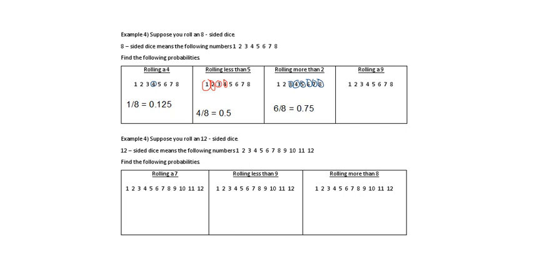Now, this last one's a trick question, rolling a 9. There are no 9s, so I circled nothing. So therefore, I'll do 0 divide 8, and 0 divide anything is 0.